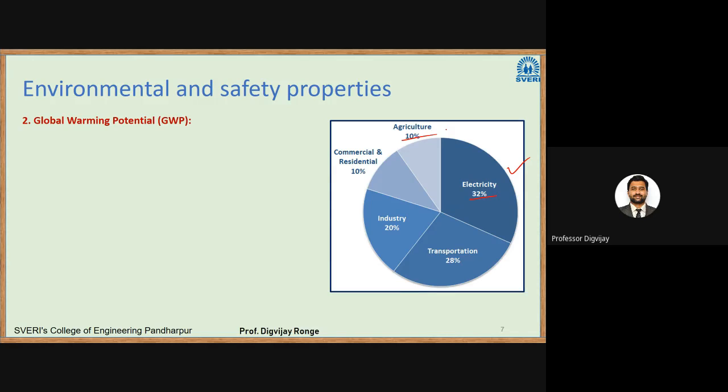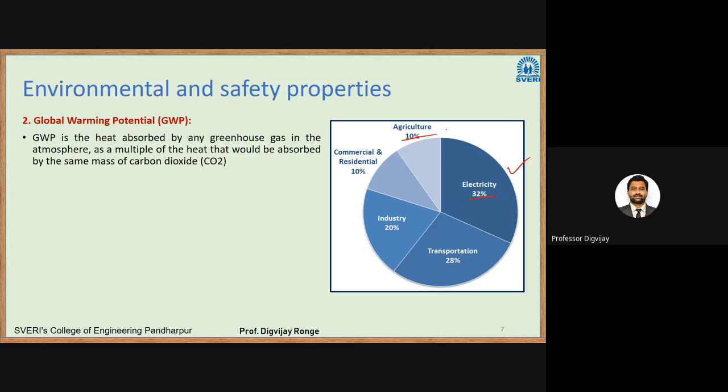But how to measure this global warming potential? How can we say that this gas is very harmful, and this gas is the least harmful? So we are using CO2 as a base gas. We measure how much heat is absorbed by CO2, and for the same mass, how much heat is absorbed by another gas. Based on CO2's heat absorption capacity, we can decide whether another gas is more harmful or less harmful. Okay, so a refrigerant should have as low a GWP as possible to minimize global warming.